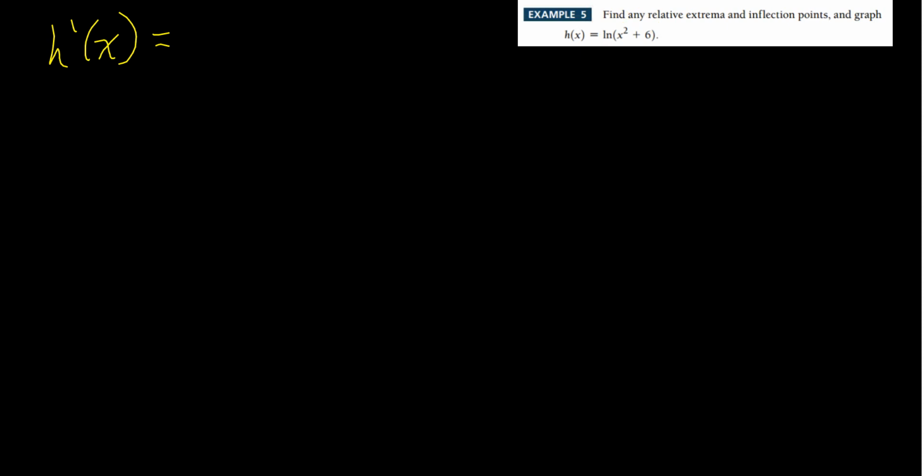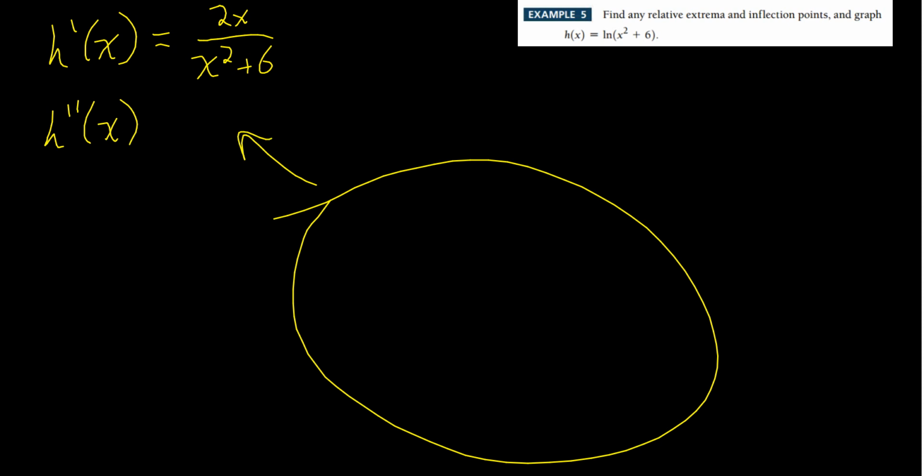So it's just going to be 2x over x squared plus 6. And then the second derivative is going to be a little more complicated. So what I'm going to do is do the computation down here and then put it nice and neatly up here.